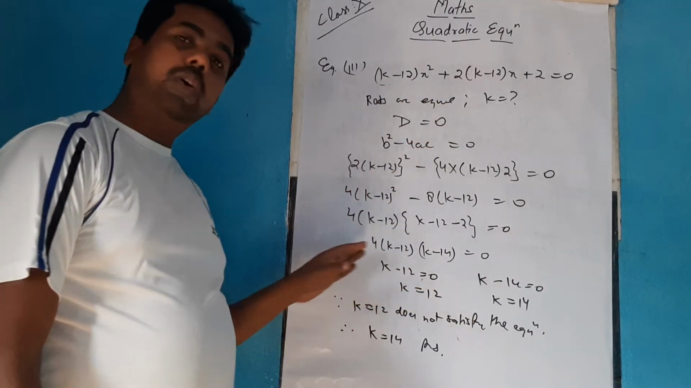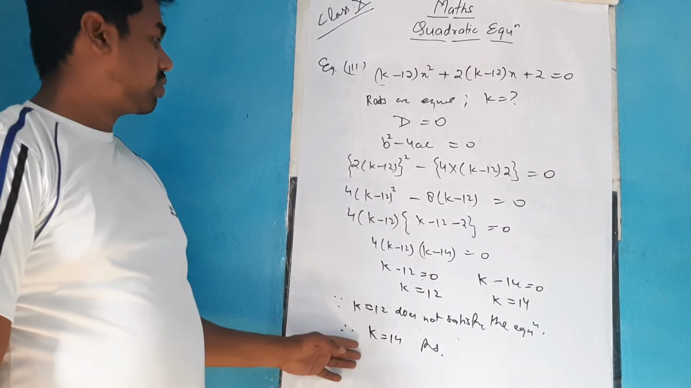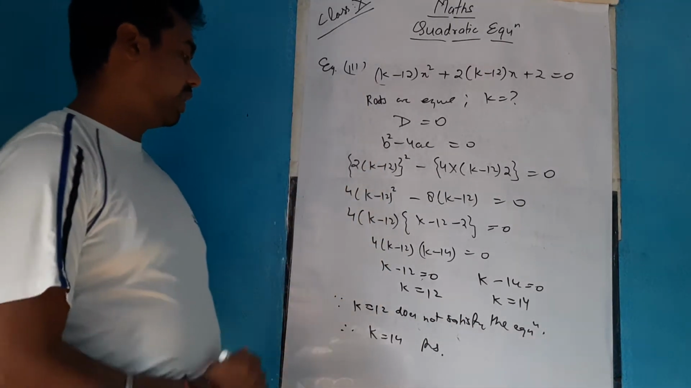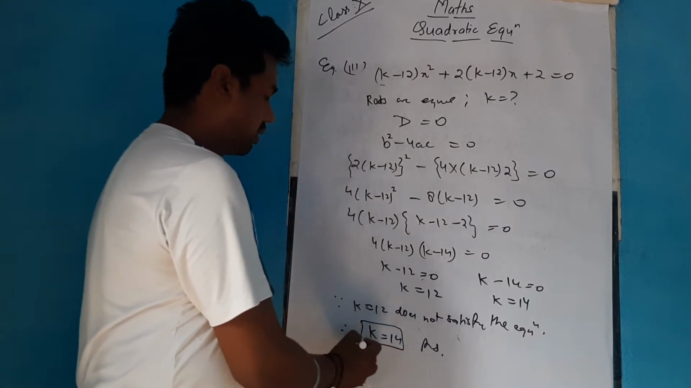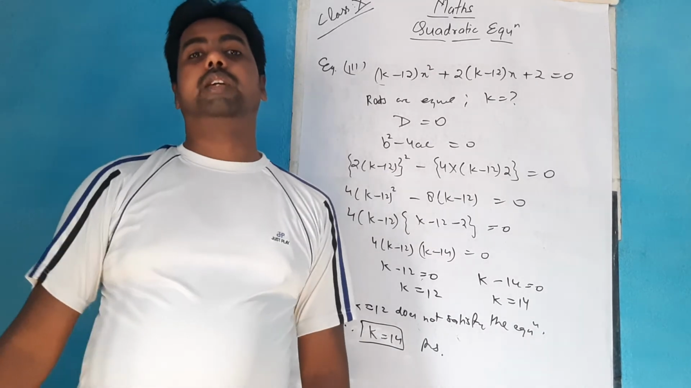So the value of k will not be taken into consideration, we will only take the value of k as 14. So hence the final answer for k is 14. This way you are going to get the answer. So these are two types of questions related to the roots.